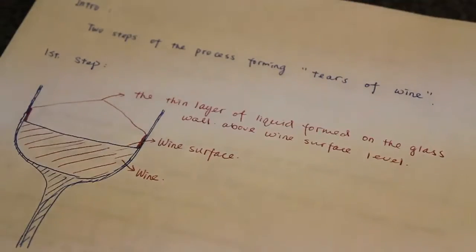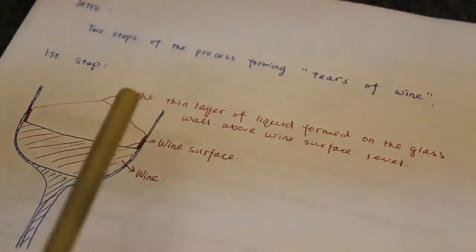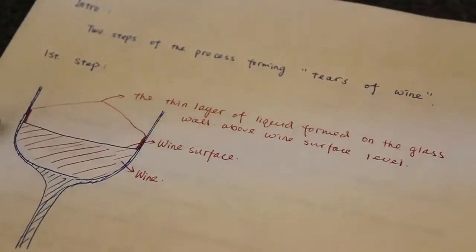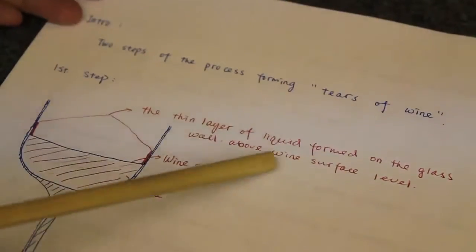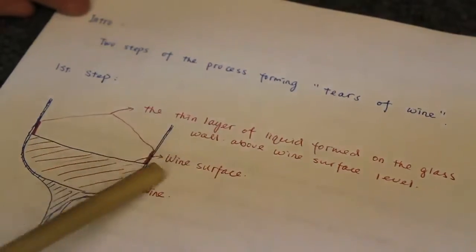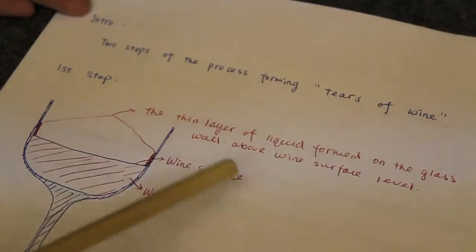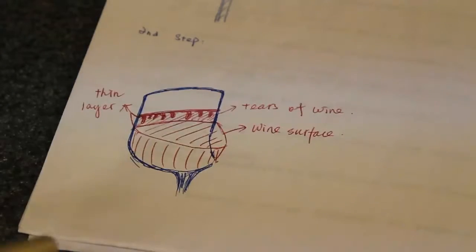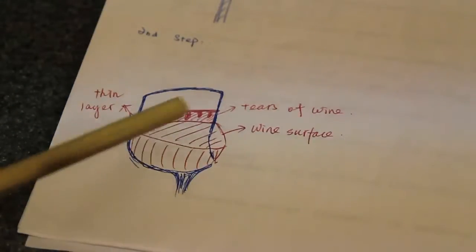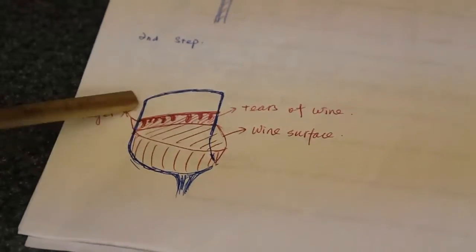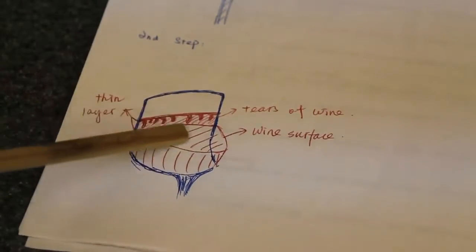To explore the physical theory behind tears of wine, we need to consider this process as two steps. The first step is how the wine climbs up the glass wall and forms this thin layer of wine liquid on the glass wall, right over the wine surface level. The second step is how the liquid becomes multiple drops from the thin layer on the glass wall and drops back into the wine.